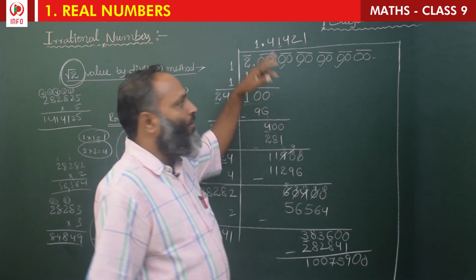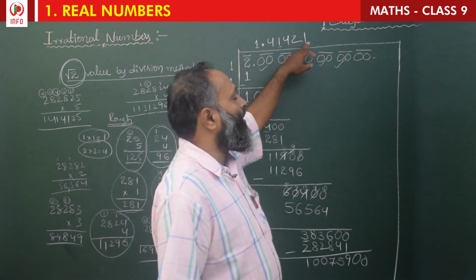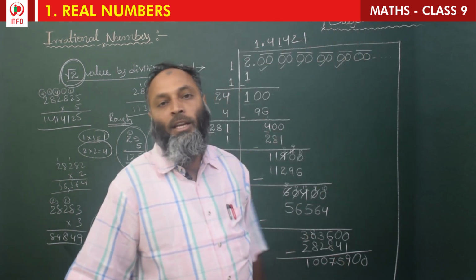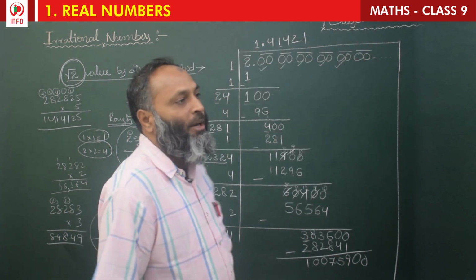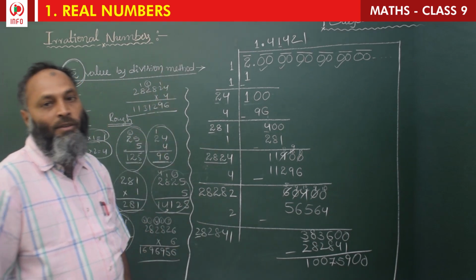So what is the square root of 2 value? That is 1.4142113, and so on. It will continue infinite times. So how many times will it come? It will continue infinite times with the long division method.